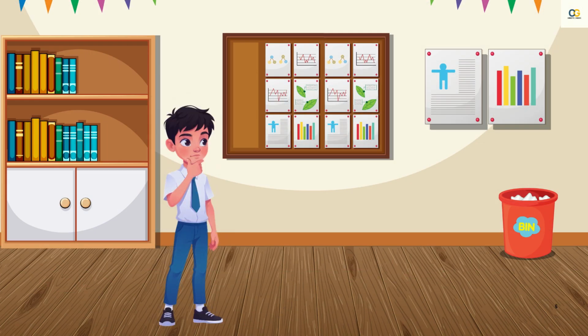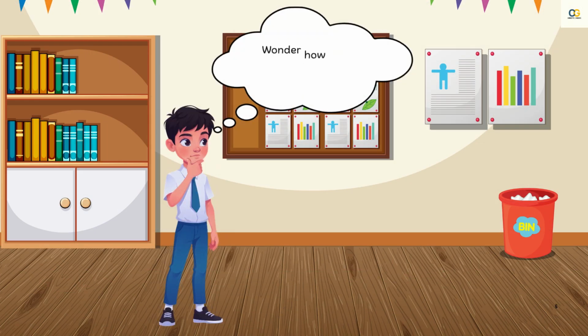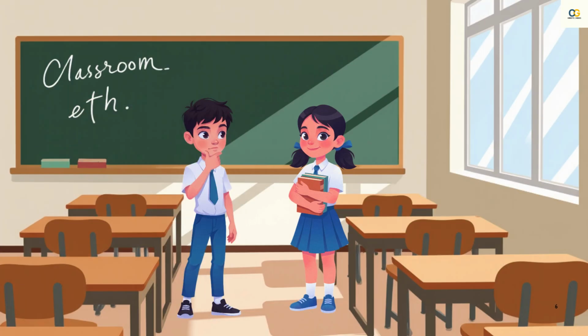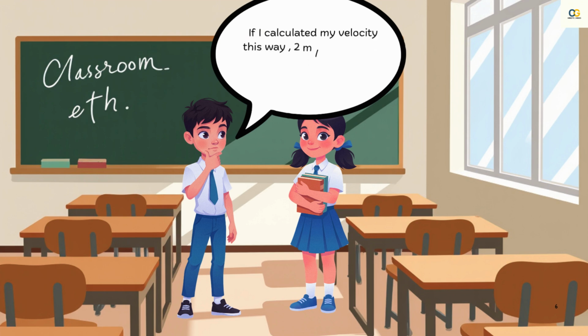Arav keeps thinking this in the classroom on how we can calculate velocity exactly at 2 seconds. Arav then asks Riya, what if I calculated my velocity this way? 2 meters divided by the 2 second, 0 to 2 second interval, 1 meter per second. Would that be my velocity at 2 seconds?